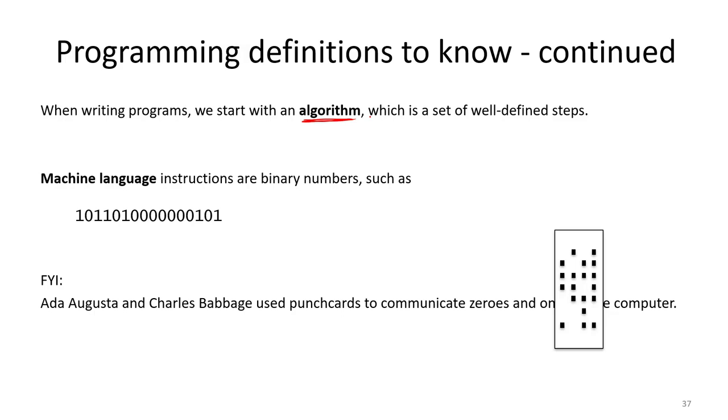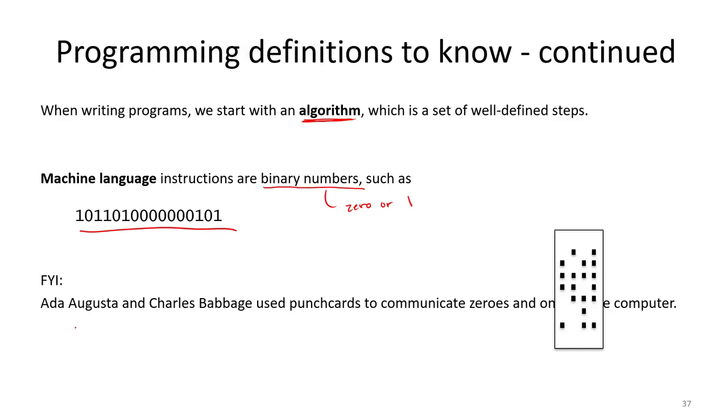Next, we have machine language. These are instructions written as binary numbers, binary numbers being a 0 or a 1. So, for example, some set of zeros and ones. And these machine language instructions are something that can be directly read by the CPU.